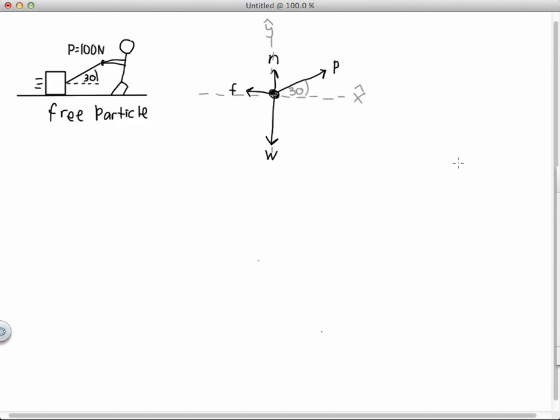So now we see that the pulling force is pulling to the right and pulling up. The normal force is being exerted up. The friction force is being exerted to the left. And the force of gravity, of course, is being exerted straight down.